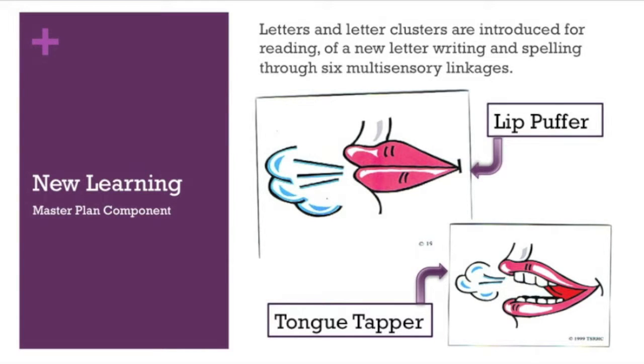The new learning also happens every day. Either a new letter or letter cluster is introduced daily, or it might be a new concept like an affix. Each new learning component has a practice with a linkage. The multisensory linkage is the practice of the new grapheme or letter in cursive writing.